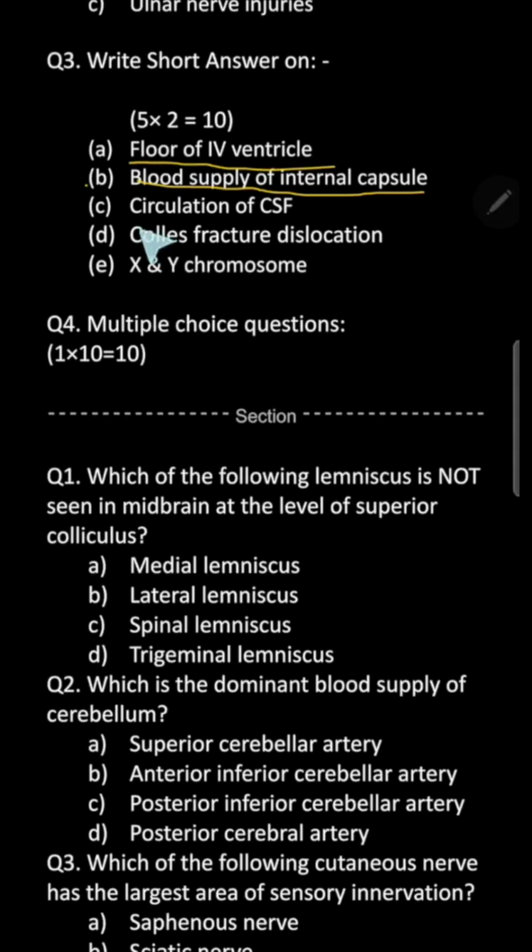Then circulation of CSF is also important. Its formation, circulation and drainage, everything. The choroid plexus, tela choroidea, the communications of the ventricular chambers, then how it comes out into the subarachnoid space and how it is being drained from the arachnoid villi and granulations into the superior sagittal sinus. Everything you have to write here. And even how it communicates to the perineural lymphatics.